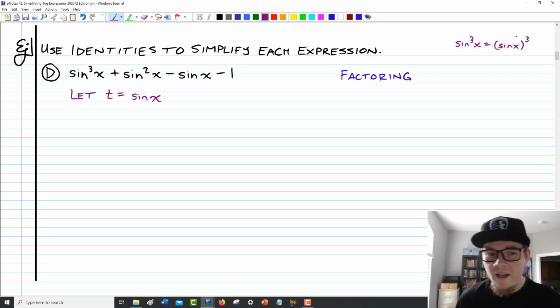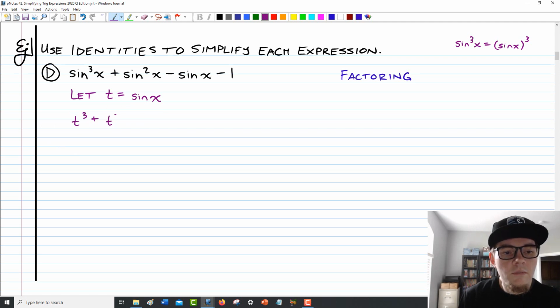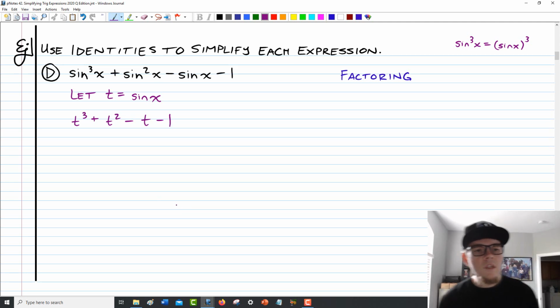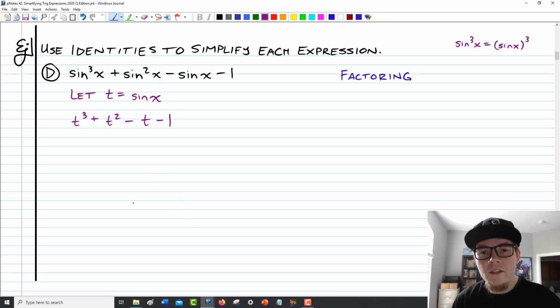So we talked about that with the Pythagorean identities yesterday. If that's true, it means our expression is equivalent to t cubed plus t squared minus t minus 1. So in other words, if we want to simplify this expression, before we can start applying the trig identities, we're going to need to figure out how we can simplify that polynomial. Like, how can we rewrite this in a way that maybe the trig identities will clean up even further at the end?